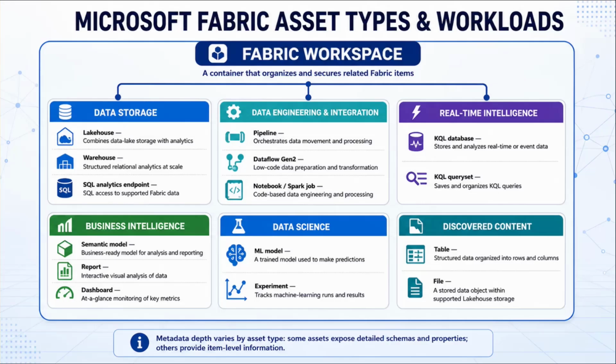Looking at the assets from a data engineering and integration standpoint, we have pipelines, which orchestrates the data movement and processing. We have Dataflows Gen2, which is low-code data preparation and transformation. And we have notebooks and Spark jobs, code-based data engineering and processing. If you're familiar with Copilot, the idea of low-code and code-based agents starts to make sense when you look at Fabric as well.